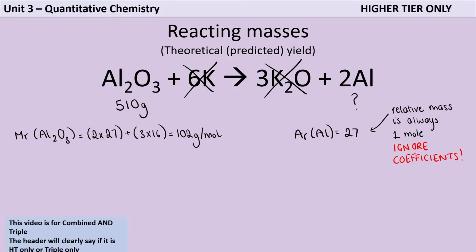Okay, so next up, we're going to work out the moles of the thing I know the mass of. So here I know the mass of aluminium oxide, so I'm going to work out the moles of that. Now, it's up to you whether you want to rearrange or substitute. Either one is absolutely fine.